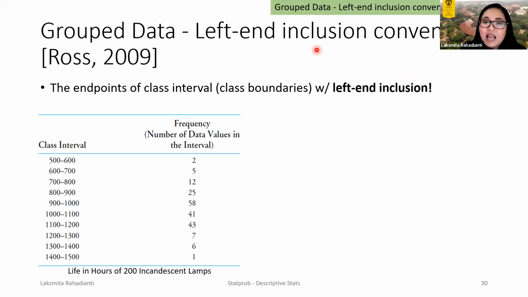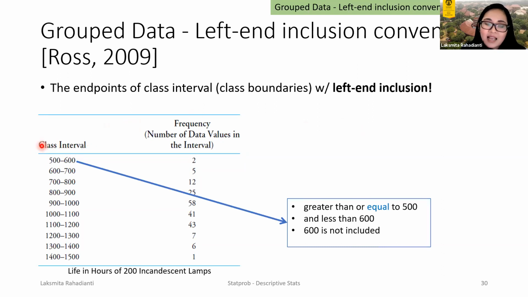And when I say left-hand inclusion, that means that this class interval that says 500 to 600 means everything greater than or equal to 500, but less than 600. 600 is not included because 600 falls into the next class interval. So as you notice, it's written twice: 500 to 600, 600 to 700. It's not written 500 to 599.